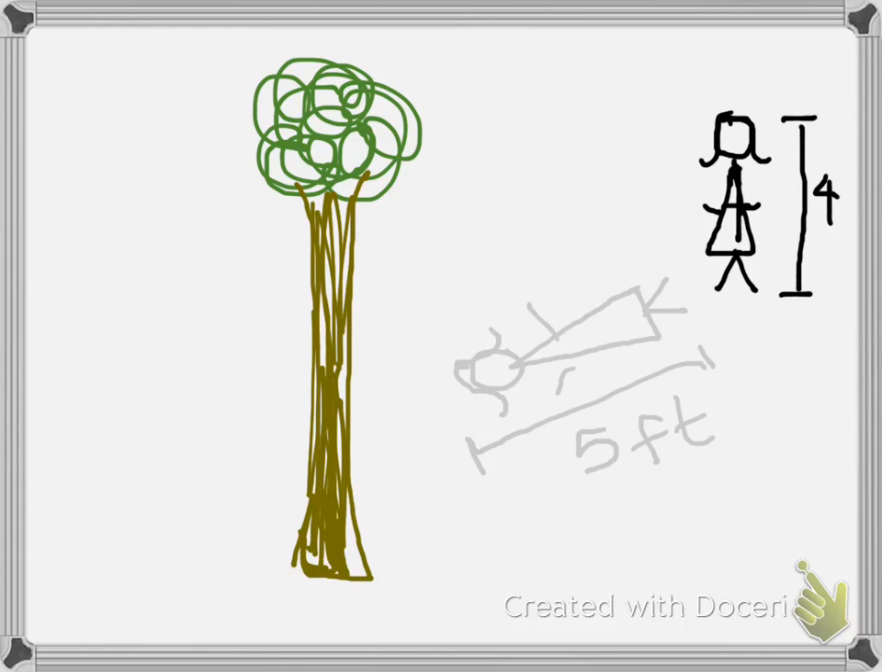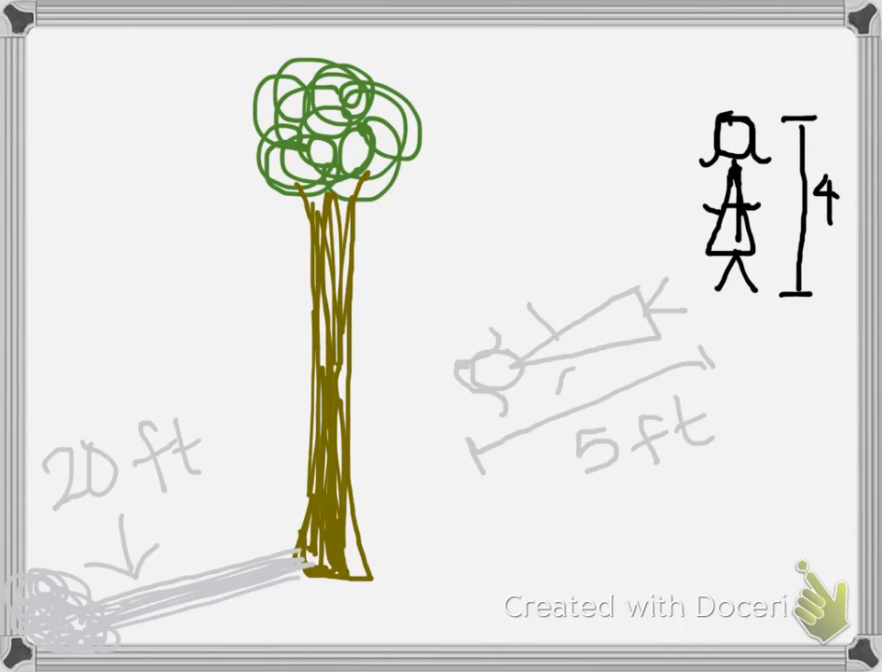Alright, and you notice, though, that there's a shadow on the ground of the tree. And I don't have enough room to draw it like I want to, but let's just pretend that's the shadow of the tree. So you come over and you measure the shadow of the tree. And you notice that it is 20 feet long. The shadow is 20 feet long.